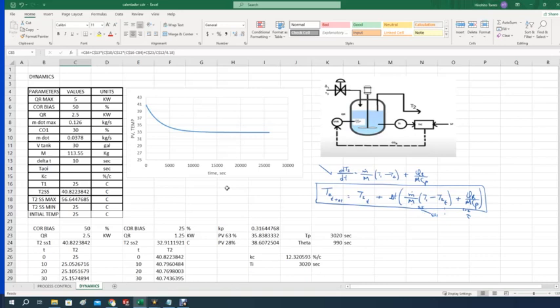To move to the other one, you have to move the controller bias from 50. For example, I move it to 25. You can move it to any other value, higher or below. The important thing is that with that 25%, you end up with a QR, the amount of heat produced by this resistance, of about 1.25. And the exit temperature will be lower, at 32. And it's the same equation as this, except that the controller bias was changed.